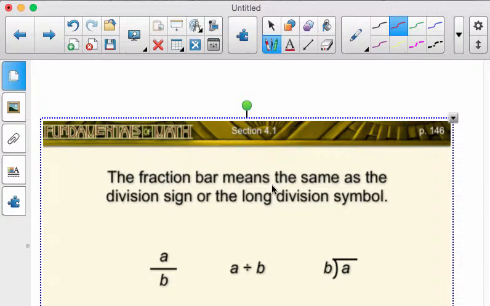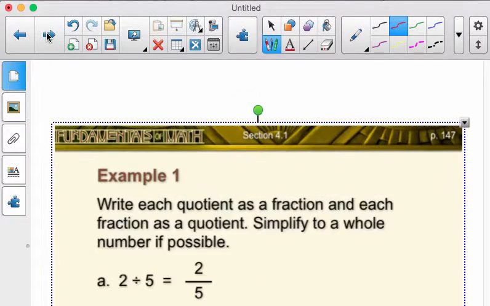Now I already just discussed this with you. If we have a fraction, that fraction bar is the same as saying division, which means we could take it and throw it into a division symbol like this. Same thing we just did. And of course we use that to change improper to mixed. Now here's an example. Of course it gives you kind of the answer, but that's okay.